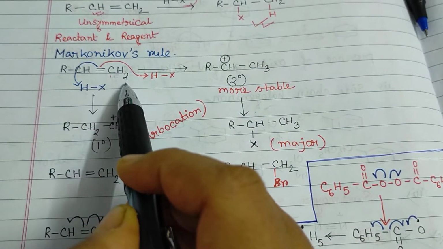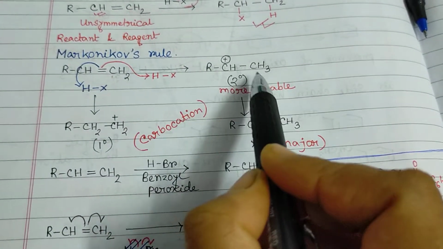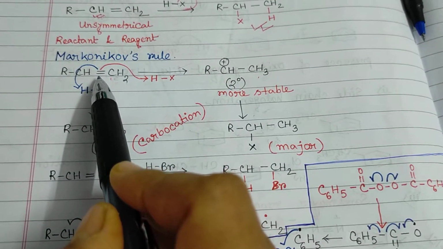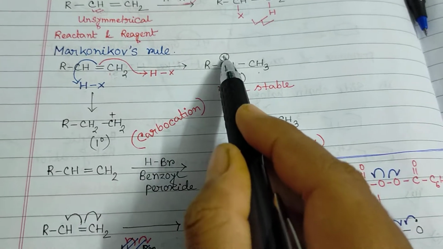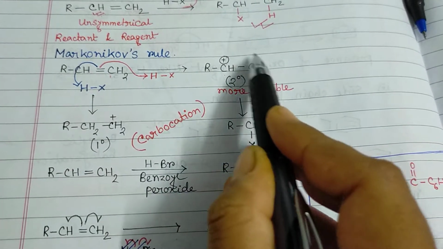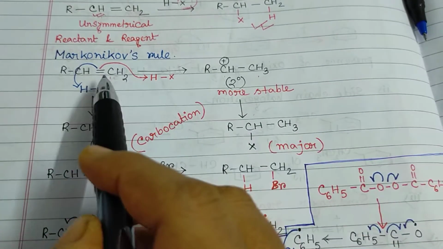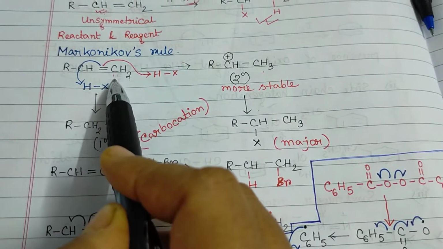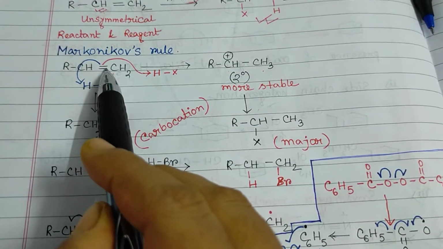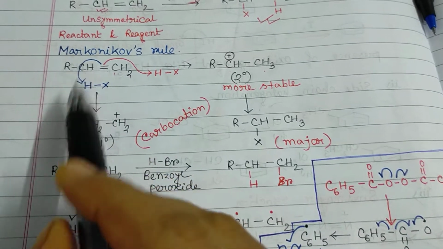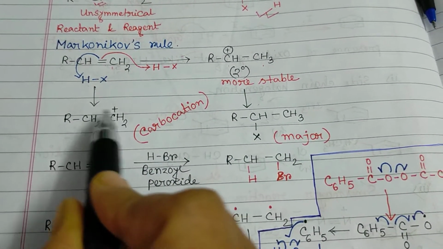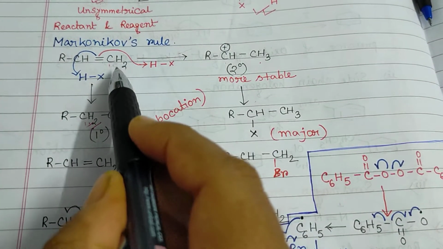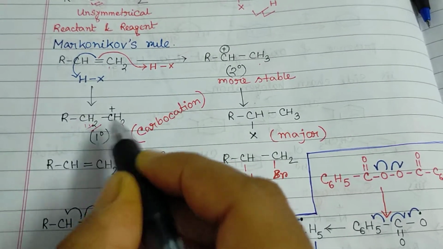So if this hydrogen comes to CH2, then it becomes CH3, and this carbon has lost one of its bonds, so therefore a positive charge will come on this carbon. So this one will be the carbocation generated if the double bond attacks the H plus ion of HX by this carbon. Now, if the double bond attacks the hydrogen through this carbon, then there will be addition like this. That means this hydrogen will add to this carbon and this carbon will be positively charged.